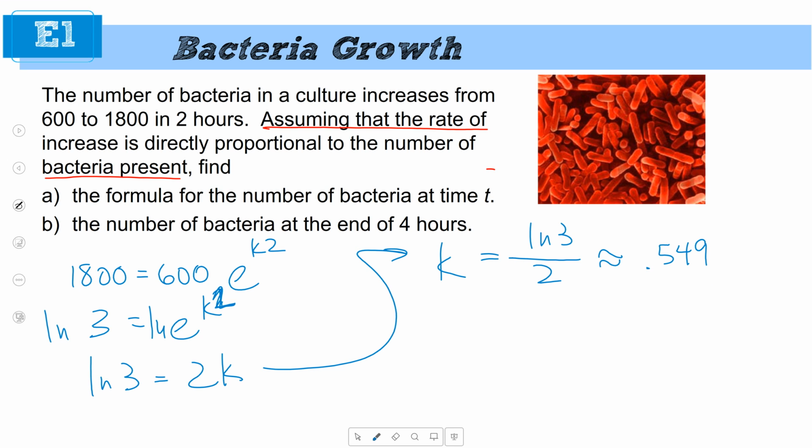0.549. You must store that number. Don't use a decimal approximation. It will screw up the answers. Okay?